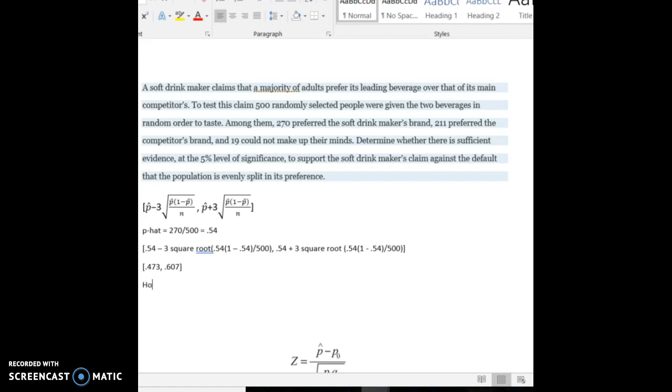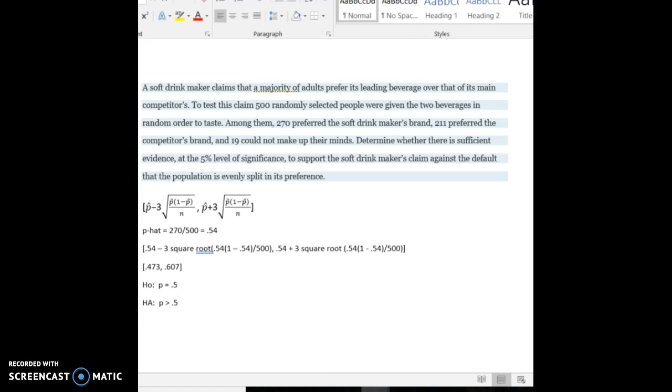Let's start with our null hypothesis. Now it said to support the soft drink maker's claim against the default that the population is evenly split in its preference. So our default is that the population proportion is just 0.5. Okay, that is 50% like one brand, 50% like the other brand. All right, but of course the manufacturer's claim is that more like their brand. So we want the proportion to be greater than 0.5 for this particular brand.